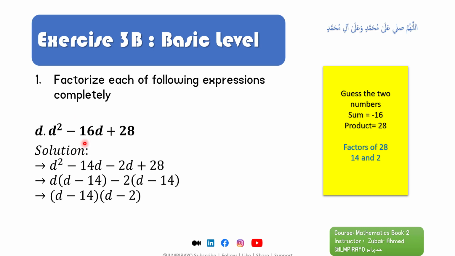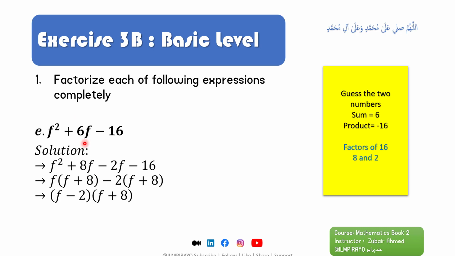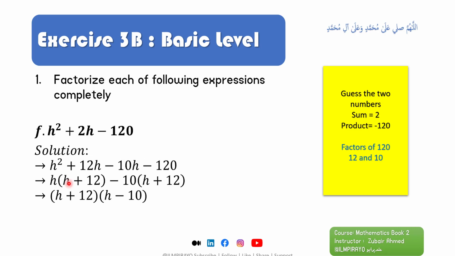The factors of 28, 14 and 2. The factors of 16, so if we add them up or subtract them, we get 6. That is f plus 8f minus 2f. F is common here, f plus 8. And similarly, we are going to simplify another question.